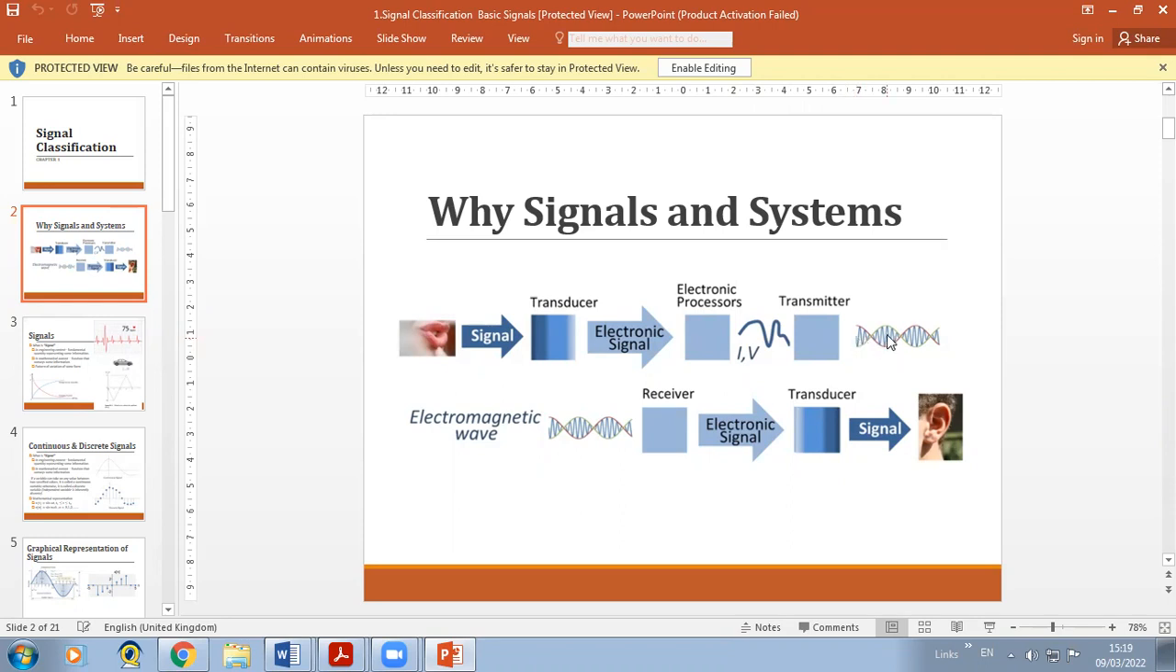So the transmitter will transmit the signal. If this transmitter is a wireless transmitter, there should be an antenna. We feed our signal to the antenna, and the antenna will propagate an electromagnetic wave. So definitely this is a wireless transmitter, because the electromagnetic wave is being sent. Then at the receiver we receive the wave, and that antenna will generate an electrical signal. Then we do some processing, and then we feed it to another transducer.